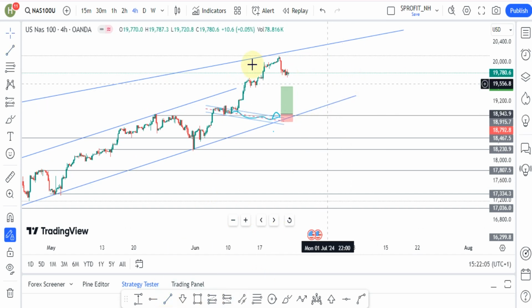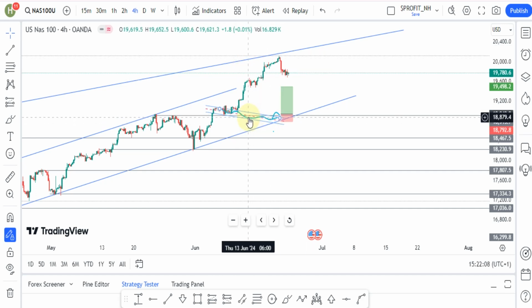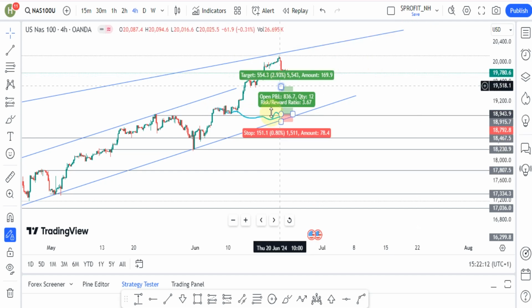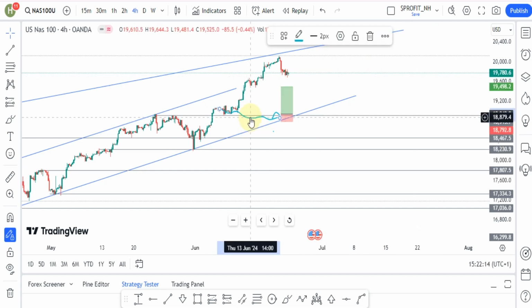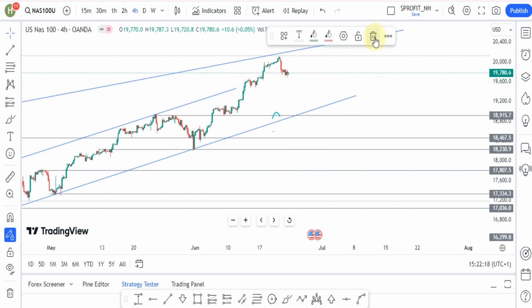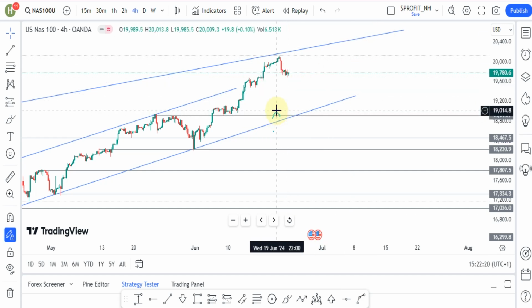And again, if we look at this market, I'm just going to delete this one because we don't need them already. This market has already moved from this area, so I'll just delete this one. I'll just delete this one.